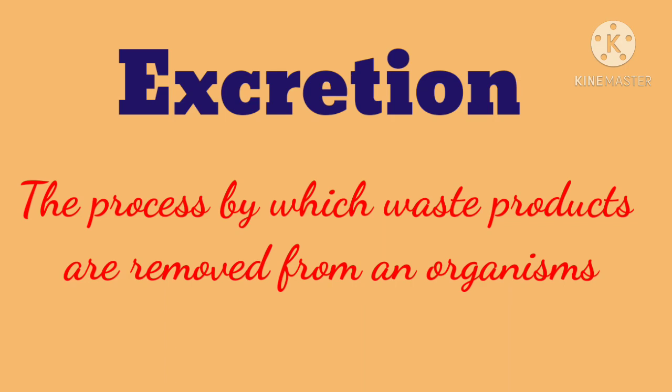Let us see about excretion. All living things give out waste products. The process by which waste products are removed from an organism is called excretion. In animals, the waste products are removed from the body by excretory organs, such as the kidney in human beings.